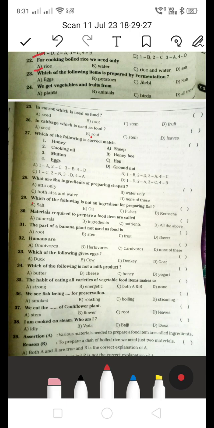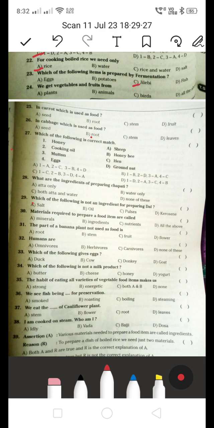Which of the following items is prepared by fermentation? Is it egg, potato, jalebi, or fish? Which is used in the fermentation process? Jalebi is prepared by fermentation. This is the right answer.